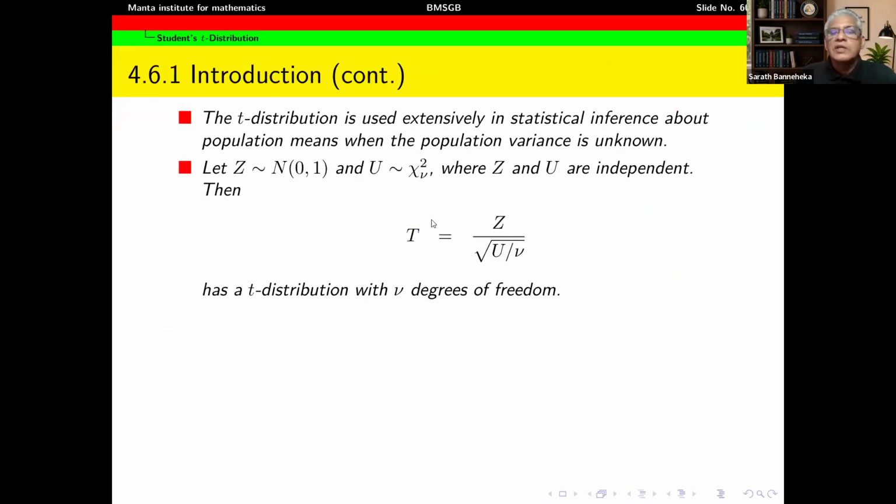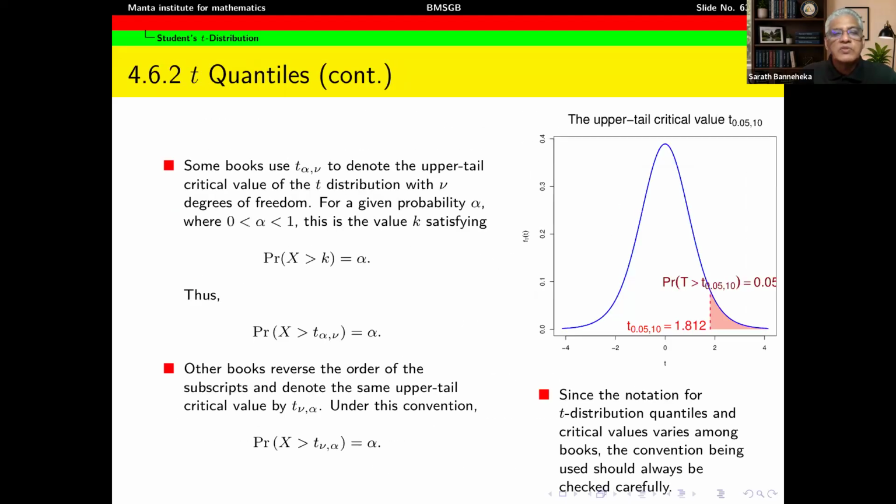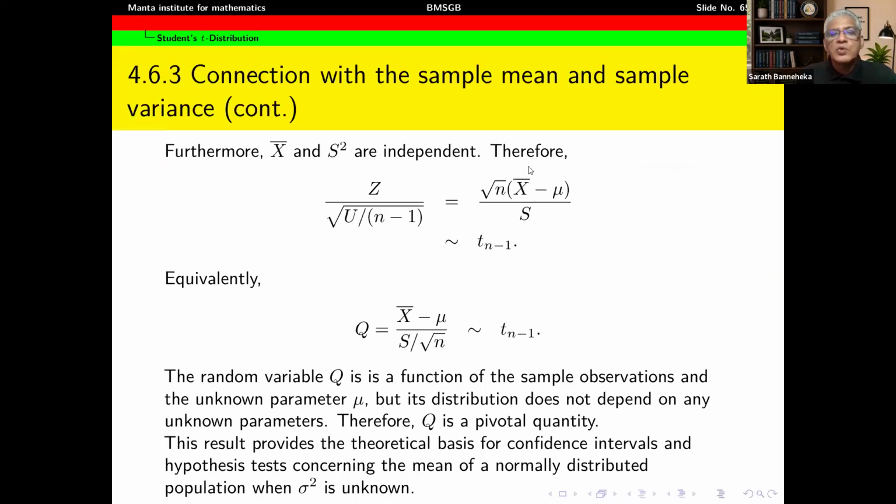This is how the T distribution arises usually, with the standard normal and chi-square, which are two independent random variables. Then this quantity has a T nu distribution, where nu is the degrees of freedom of this chi-square random variable. So using the same result, now we know that this quantity, because Z is standard normal, U has a chi-square distribution with n minus 1 degrees of freedom, and these two are independent. Therefore, this should have a T n minus 1 distribution.